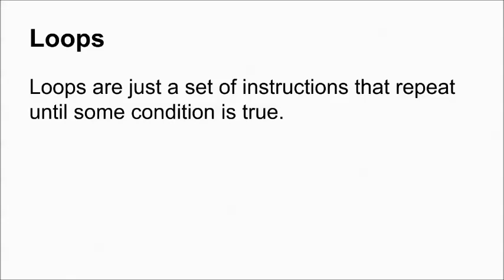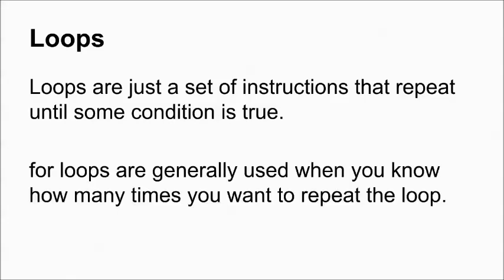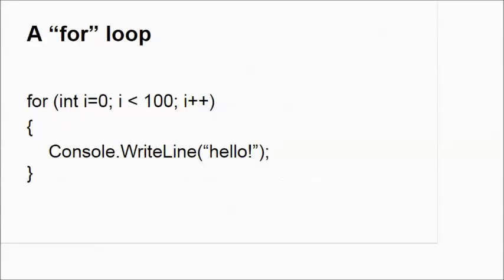So let's just get some definitions out of the way. A loop is a set of instructions that just repeats until some condition is true. And for loops, which we're going to study in this video, are generally used when you know how many times you want to repeat the loop. This is in contrast to a while loop, which we're going to study in a different video. So let's just get a for loop up on the screen here, and we'll analyze its various pieces. Here's a for loop that just prints out the word hello 100 times.